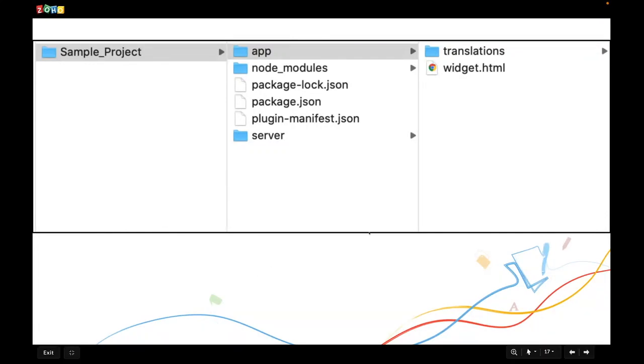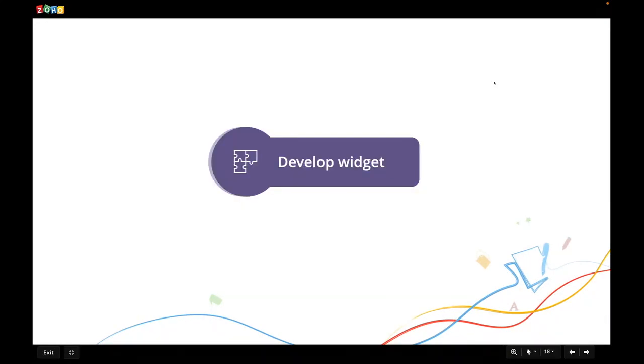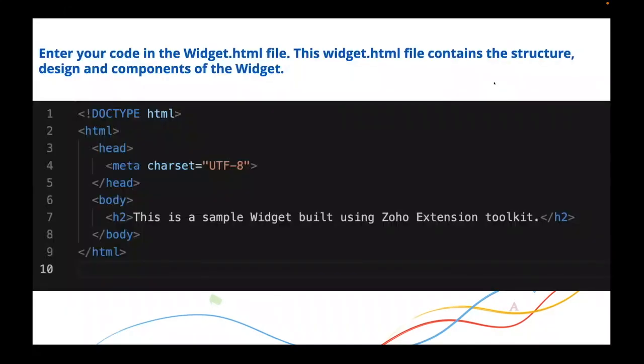Right, now here, as you can see, this file called widget.html. This is the file we'll be using to develop the widget. So the next step becomes developing your widget. In case you'd like to go ahead and develop your widget, this is the file that we will be referring to. Now, this widget.html file contains the complete structure, design, and components of the widget itself.